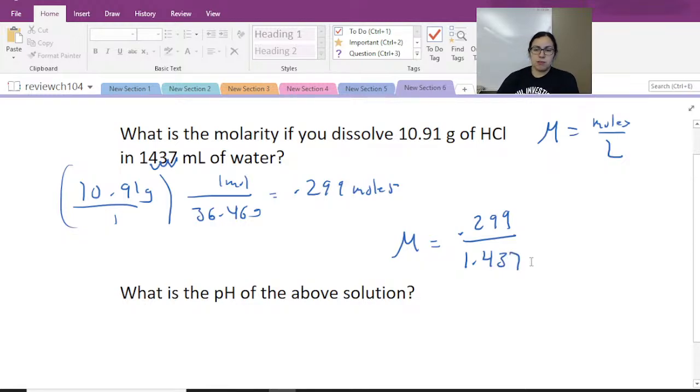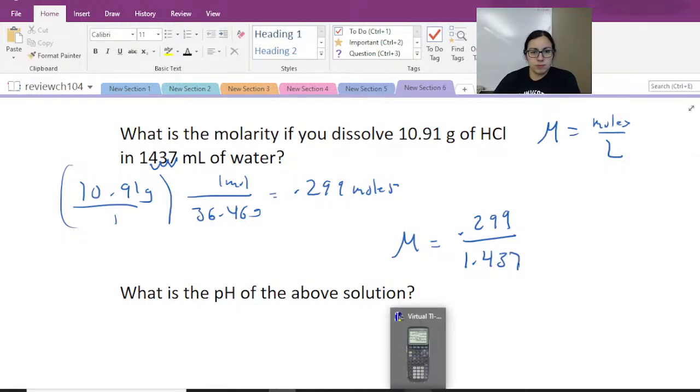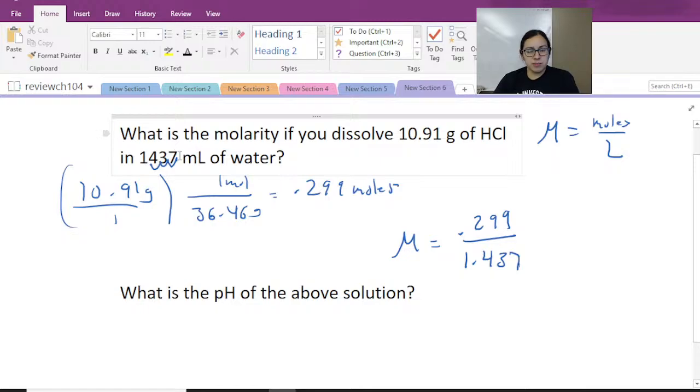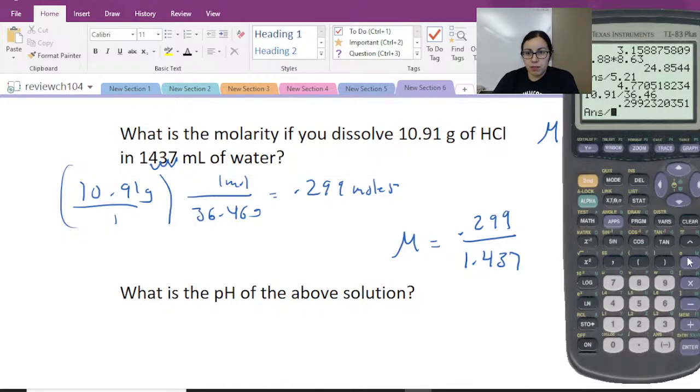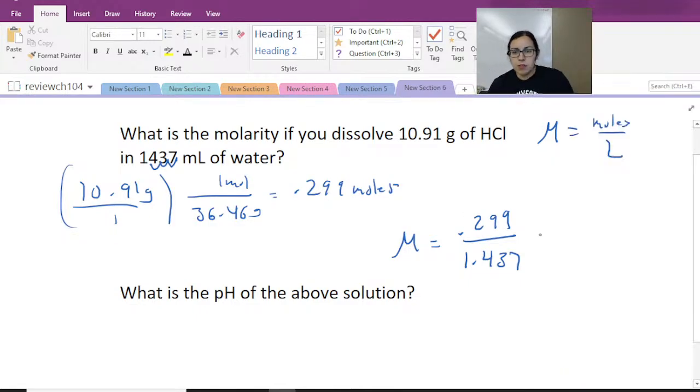Would you just divide it by 1,000? So divided by 1.437. And so I get a molarity of about 0.208. So I see that's what a lot of people got. So 0.208 molarity.